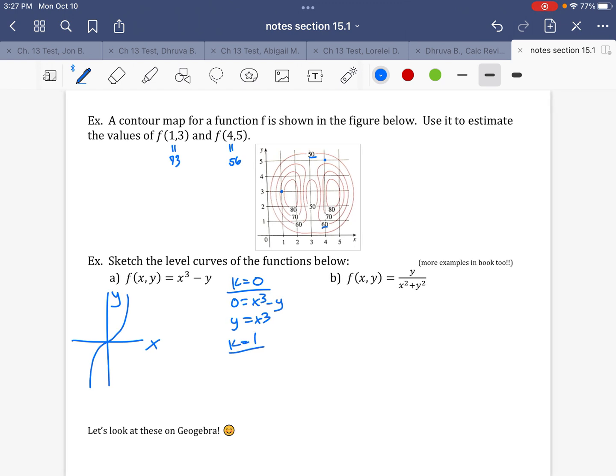Okay, let's let k equals 1. So I would get 1 equals x cubed minus y. So y equals x to the third minus 1. So another curve, same thing. Okay, and then k equals 2. I'm going to get y equals x to the third minus 2. So starting at 2 and then curving there. Okay, so a bunch of cubic functions.